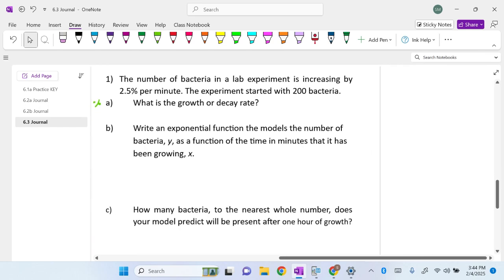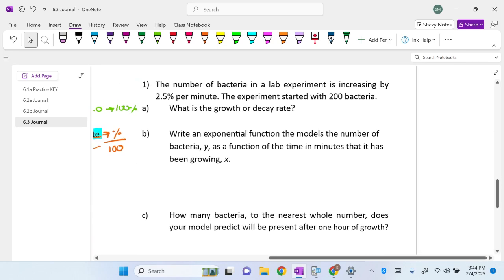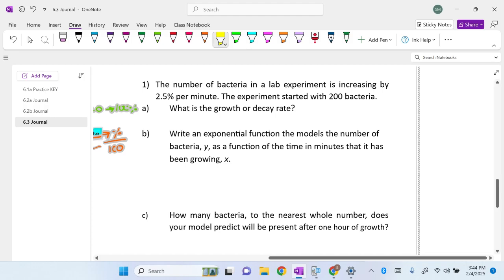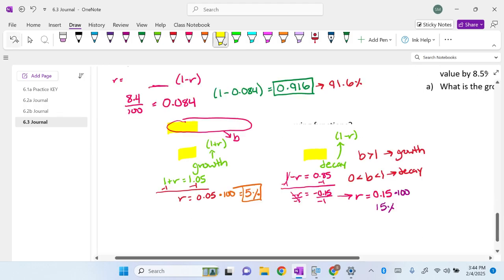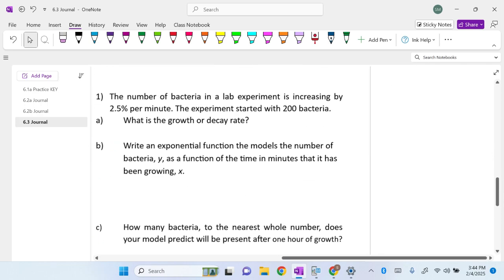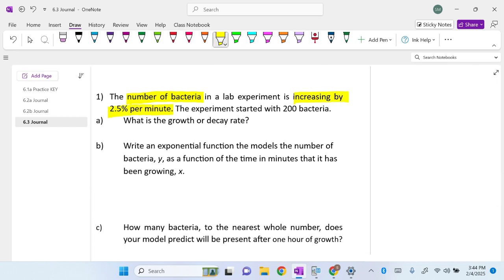Now, our next example actually has us looking at a word problem and figuring out what's going on. The number of bacteria in a lab is increasing by 2.5% per minute. The experiment started with 200 bacteria. So first off, what is the growth or decay rate?